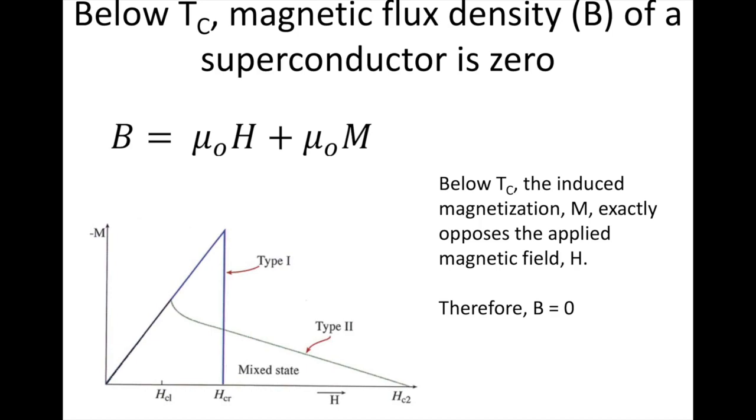And the other type, type 2, which is actually what ceramic superconductors are, is where it gets to a certain point and the effect is actually lessened. And so you have kind of a mixed state above a certain value of applied magnetic field, and how much it can oppose actually goes down. And so it's not always an ideal magnetic flux of 0 in those cases.